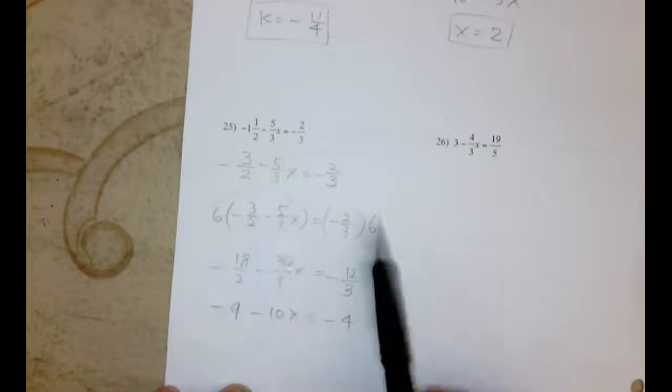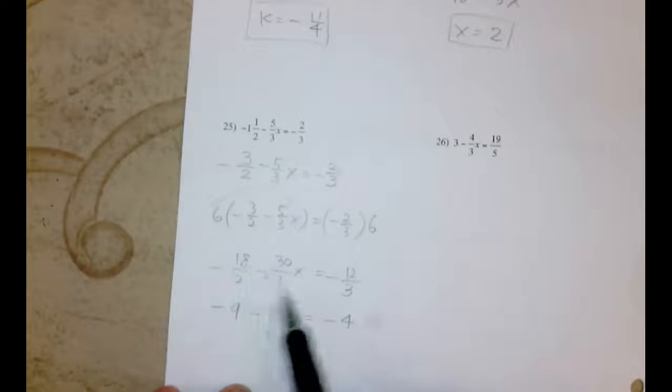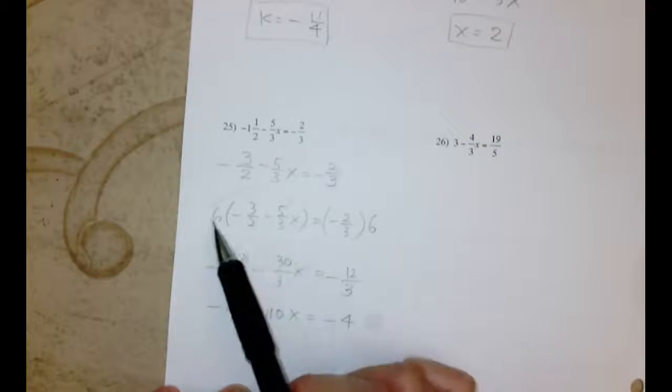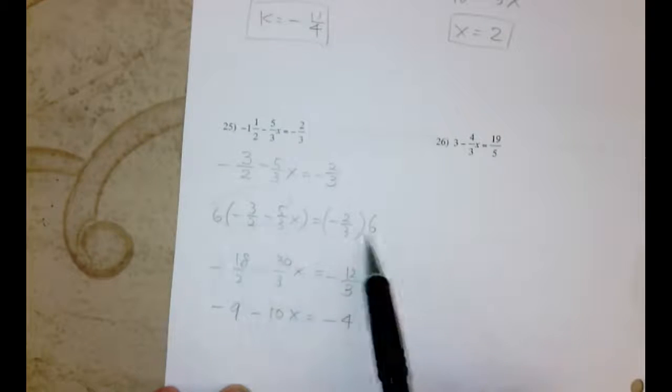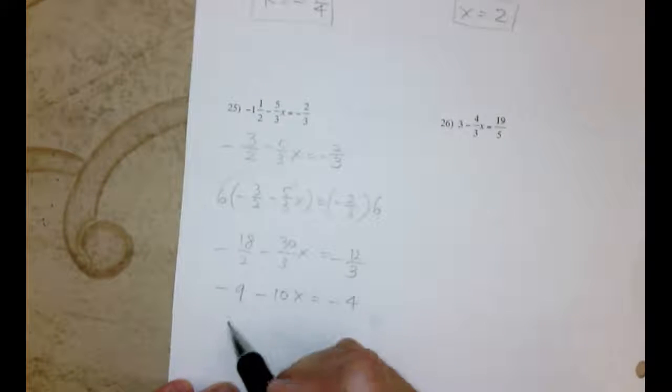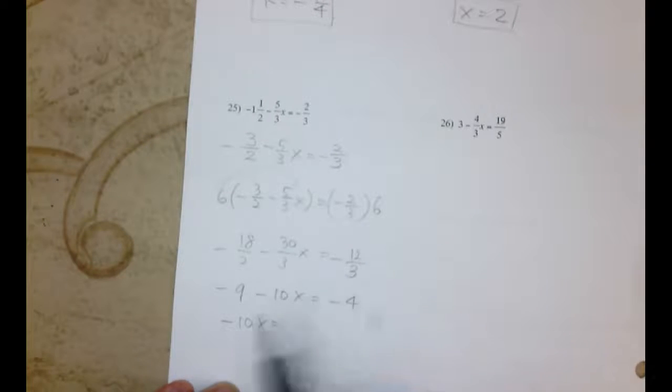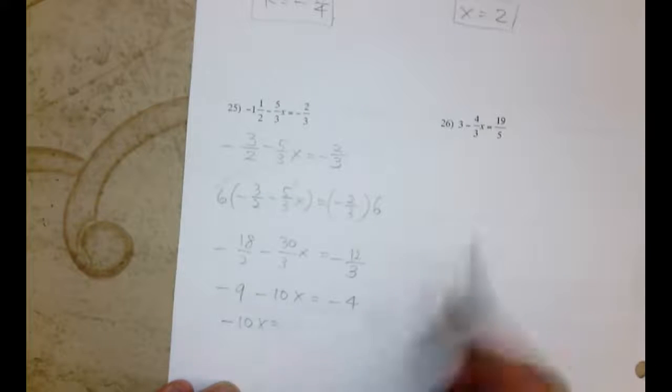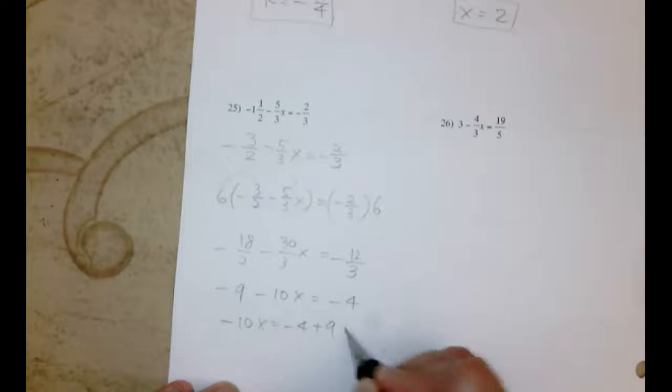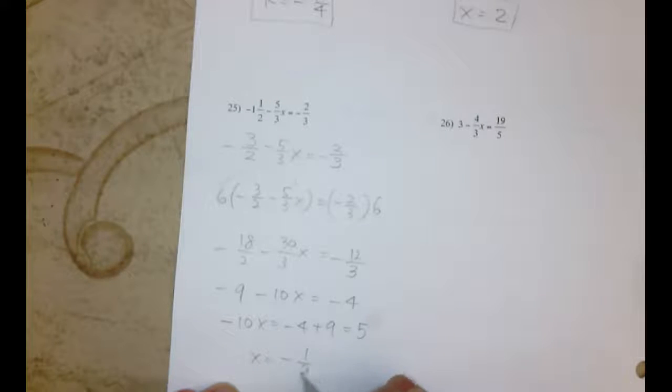If you multiply by the common denominator, you will be able to simplify to a whole number. That's the whole point of multiplying by the common denominator. Okay? The rest you can do. 10x equal, you add 9 to both sides because this is negative, so minus 4 plus 9, which is positive 5. So x is negative 1/2. Okay, there's a multiply here, so divide by negative 10. 5 divided by negative 10 is negative 1/2. Okay, and the last one.